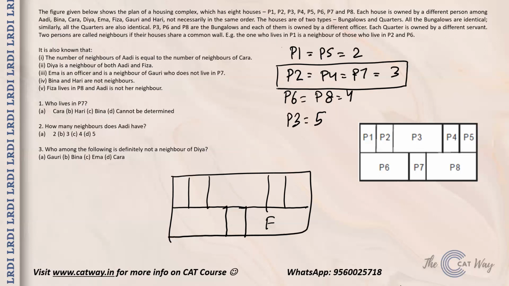Okay, chalo. Now between P2, P4 and P7, if you see P4 and P7, in P4 and P7 Adi is going to become a neighbor of Fiza, but that's not happening, right?